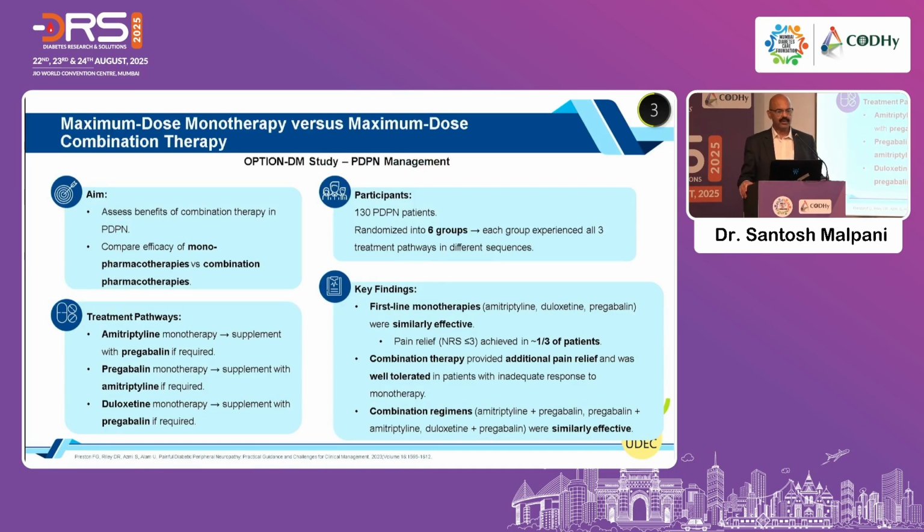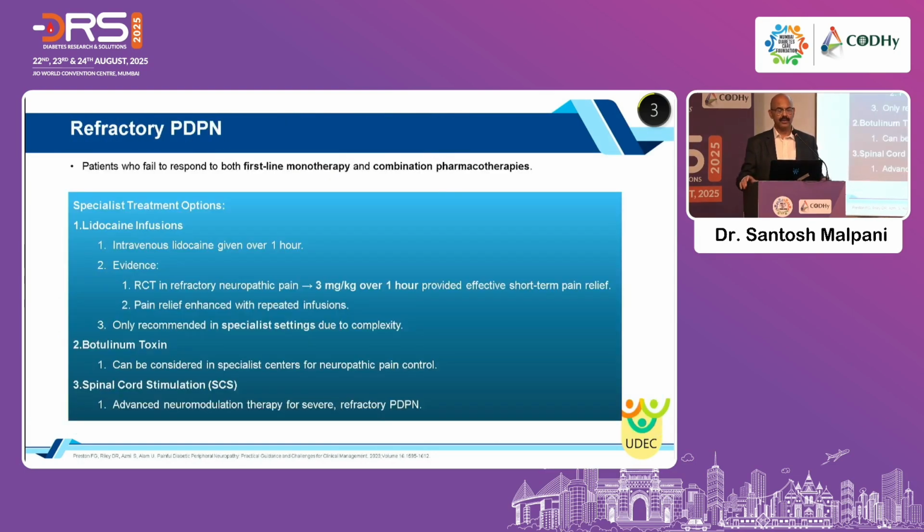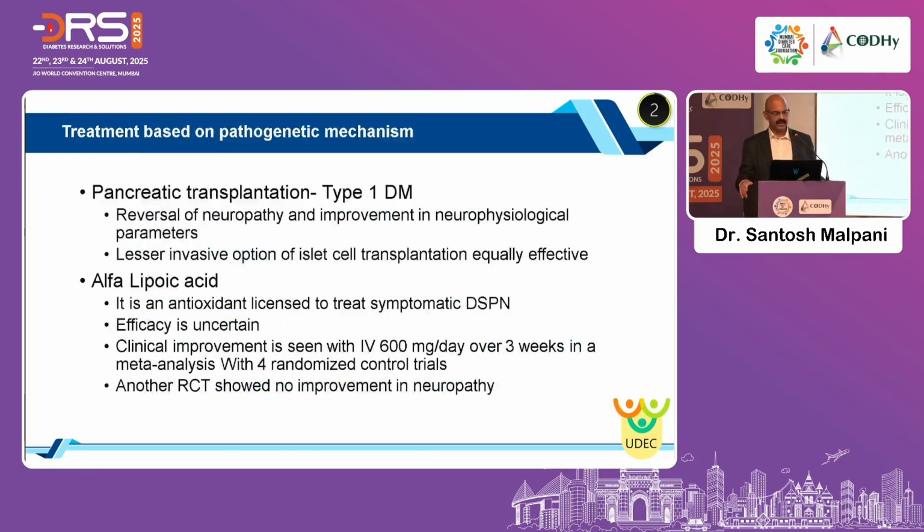So maximum dose monotherapy versus maximum dose combination therapy, you can go for either of the two depending on the patient preferences and the side effect profile of the drugs. But combination therapy in lower doses is always beneficial, because we will have lesser side effects as compared to the full dose pharmacotherapy. There are some patients who will not respond to all these treatments. So in that situation, in specialist situation, you can go for lidocaine infusion, you can go for botulinum toxin, you can go for spinal cord stimulation, and you can go for the spinal cord stimulation in any case, because that is a somewhat safer procedure as compared to the other thing.